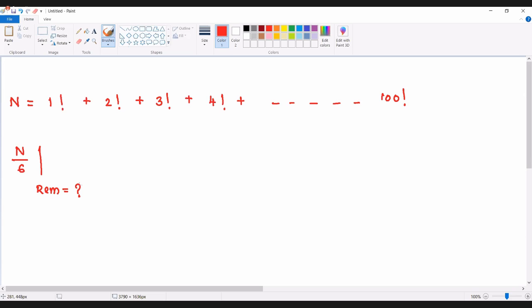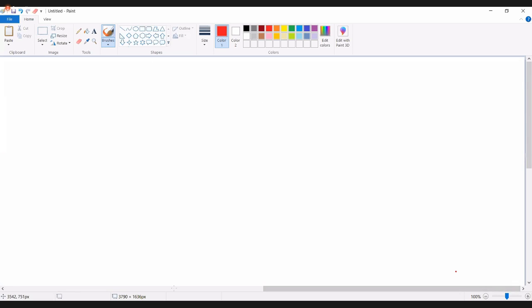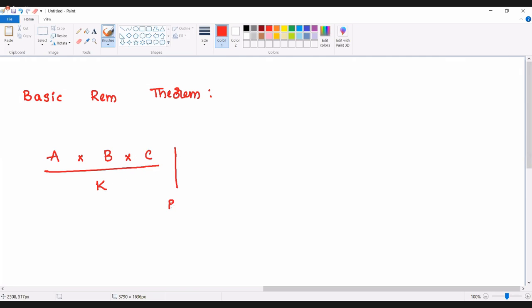How to deal with this type of model question is very simple. The only point you have to remember, as we discussed in the remainder theorem in the last session, is the basic remainder theorem concept. It says that whenever we have a product or addition of numbers, like a into b into c divided by k, and we are expected to find the remainder, how can we find it?